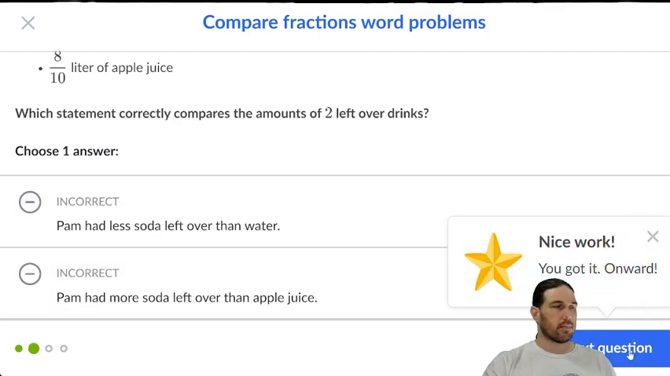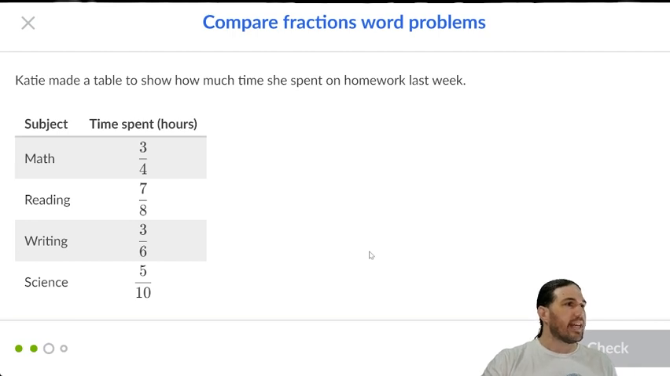Next question. Katie made a table to show how much time she spent on homework last week.